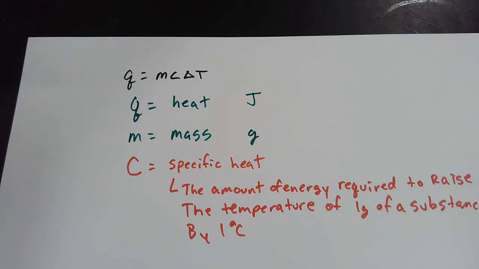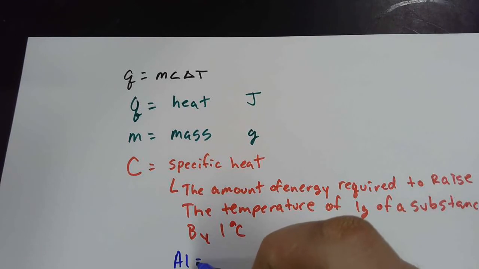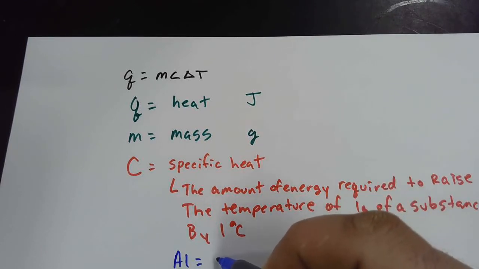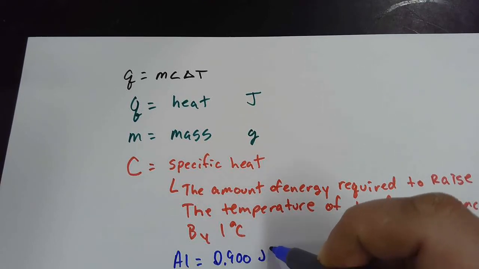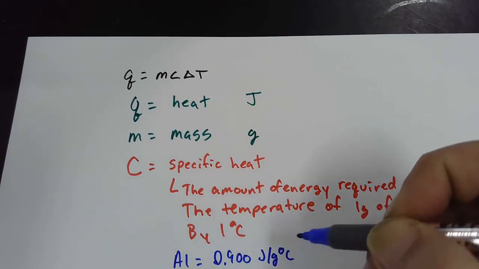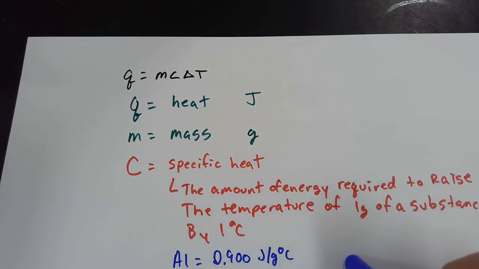Okay? So it's kind of important that we note something here. Aluminum has a specific heat of 0.900 joules per gram degrees Celsius. So that means for every gram of aluminum, it'll take 0.9 joules to raise its temperature by 1 degree Celsius. It doesn't take that much energy, does it?